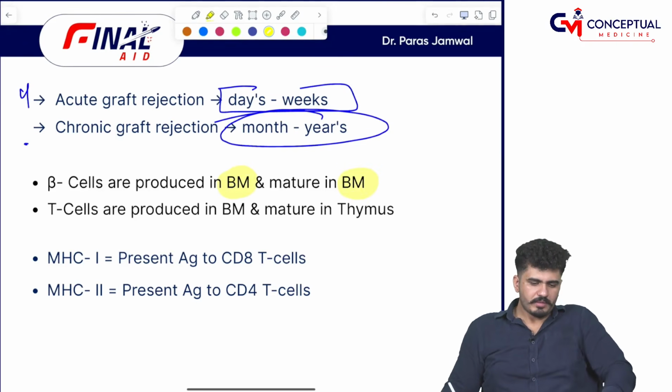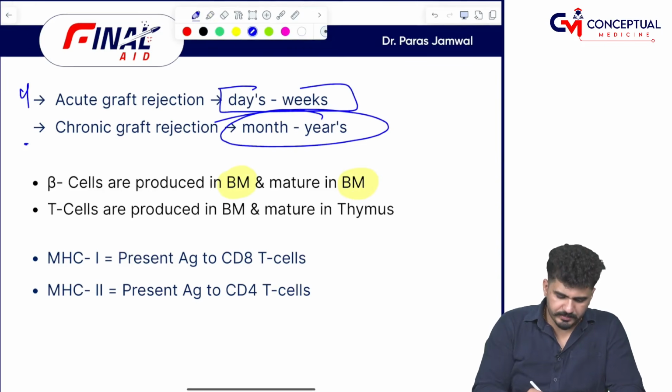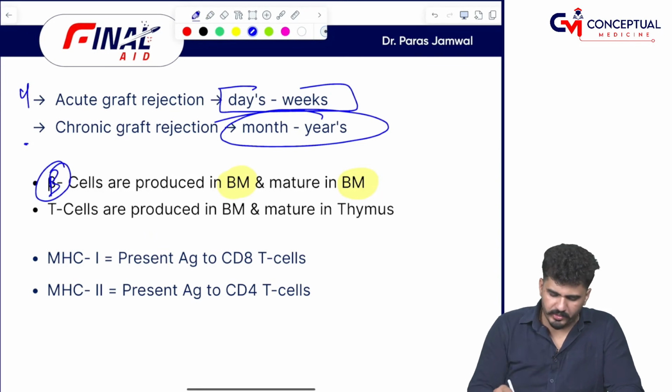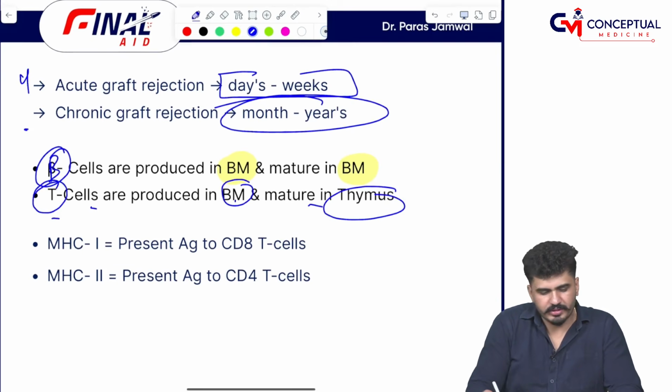Important question. Sir, B cells are produced in bone marrow and matured in bone marrow. T cells are produced in bone marrow but they get matured in thymus.